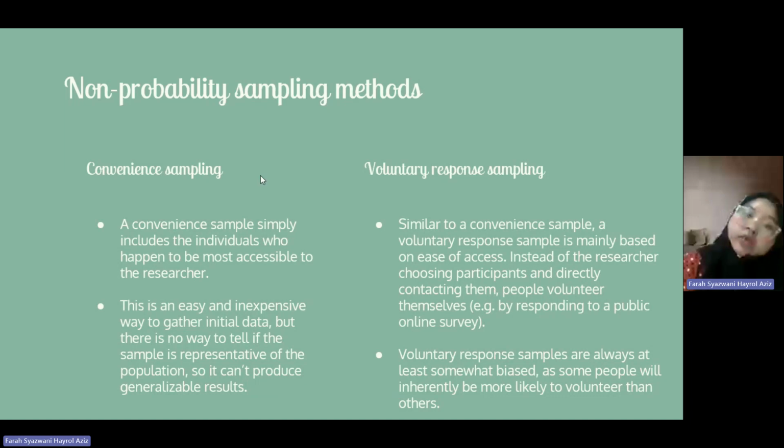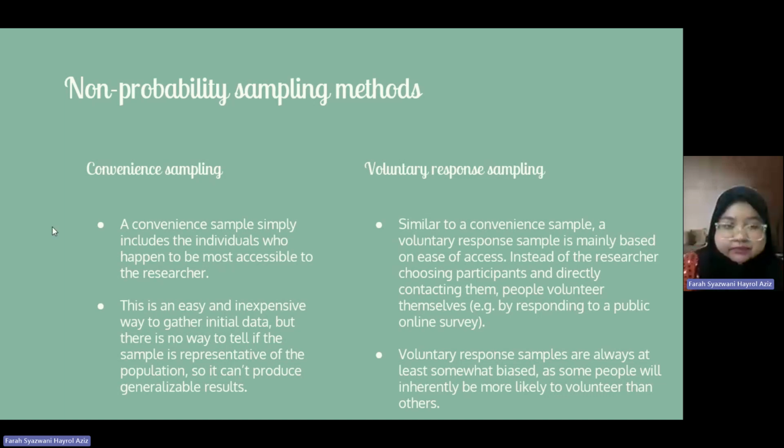Okay. Secondly, voluntary response sampling. Similar to a convenience sample, a voluntary response sample is mainly based on ease of access. Instead of the researcher choosing participants and directly contacting them, people volunteer themselves, for example, by responding to a public online survey. So voluntary response samples are always at least somewhat biased, as some people are inherently more likely to volunteer compared to others.